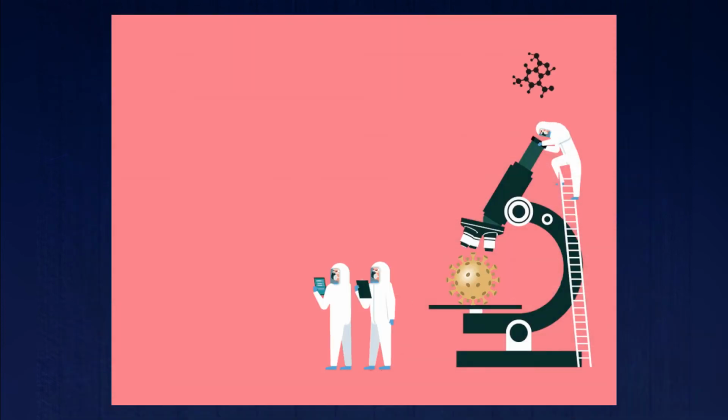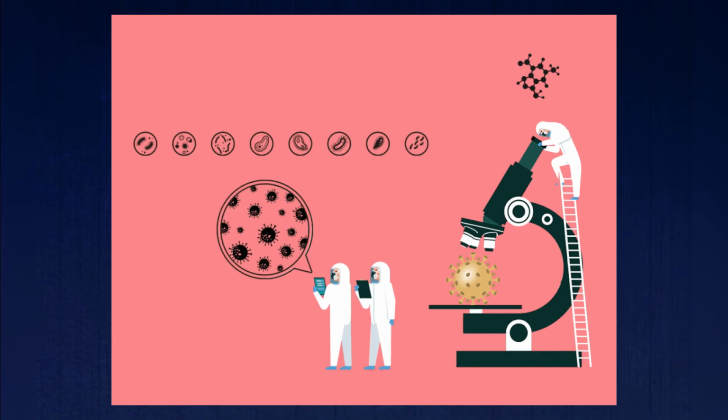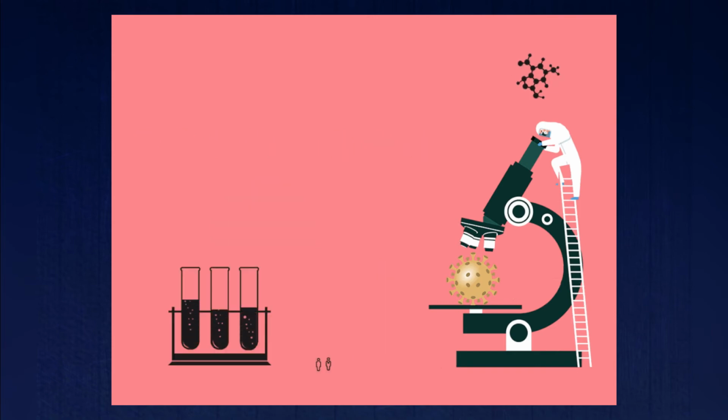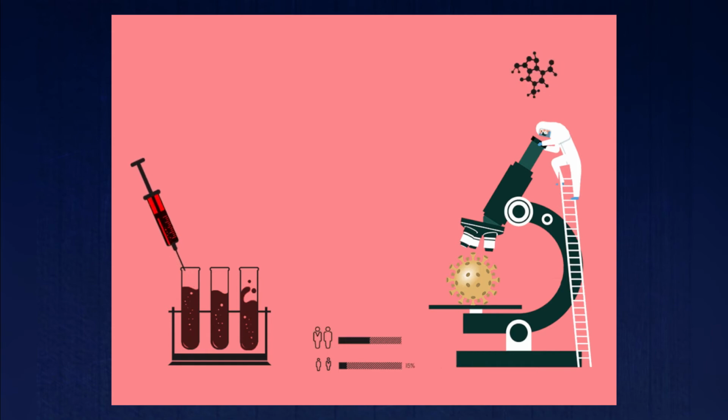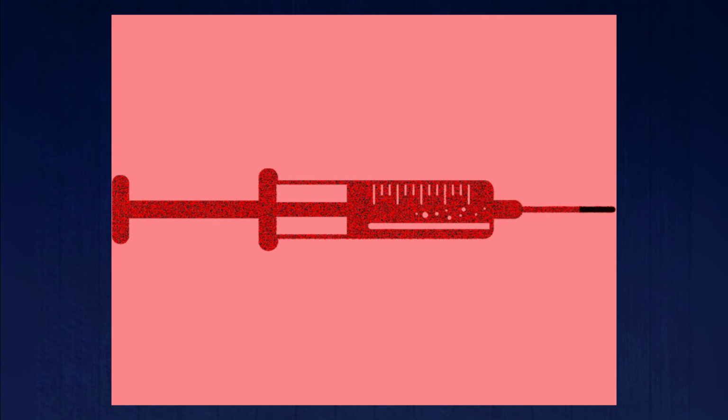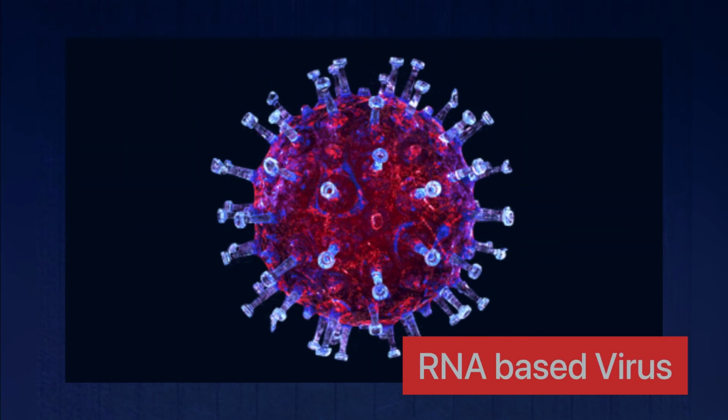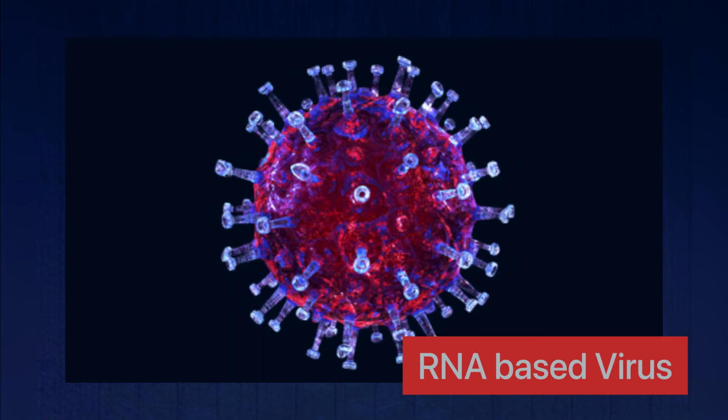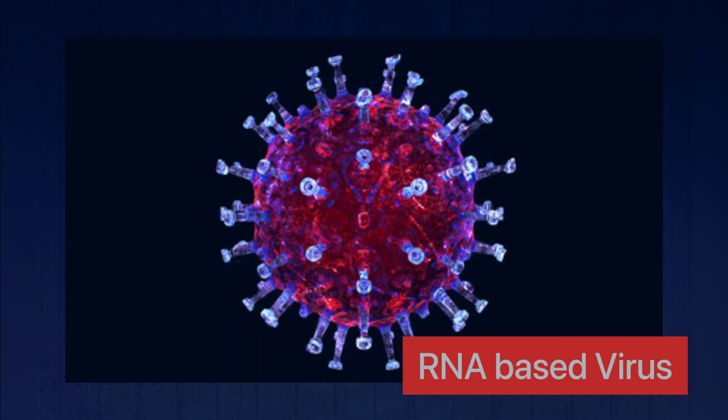Because unless and until we understand how the virus is mutating and what changes are taking place in its genes, it won't be possible to curb the pandemic, because vaccines are made from weakened strains of the virus, which is why studying its DNA, its RNA is very important. And to be very specific, COVID-19 is an RNA-based virus.